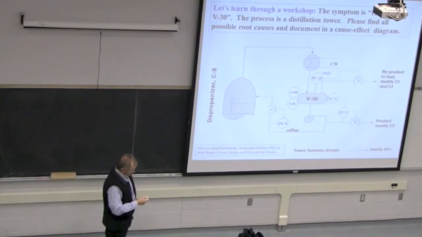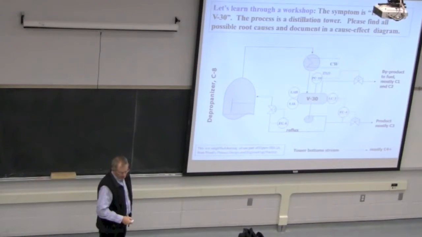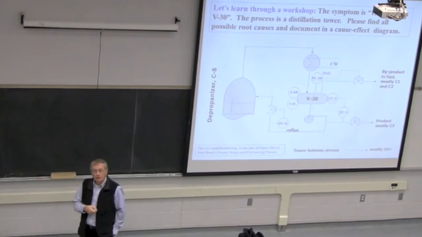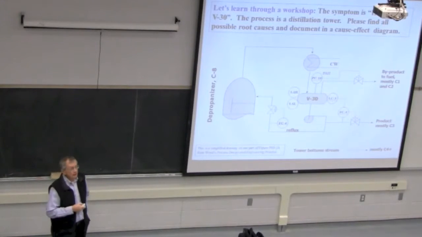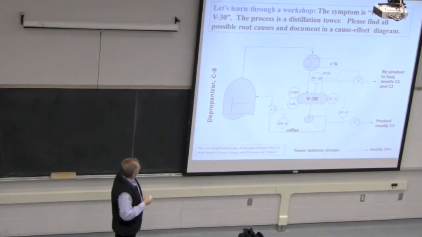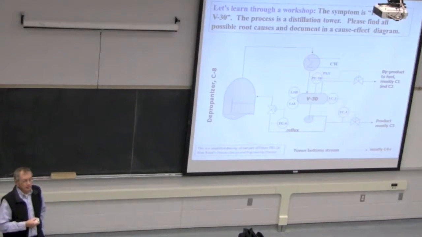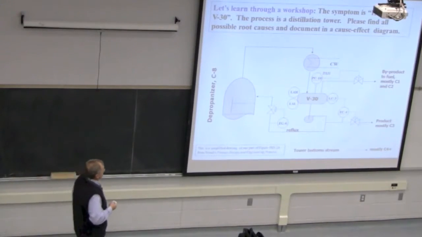So this is our little picture of the issue here. The symptom is a high level in V30. We have a high level in V30, that's our symptom. And we want to do some troubleshooting on that symptom. We're going to do that by developing a cause-effect diagram. How many root causes are there? Just mentally think about how many root causes you think there are. Okay, let's see what we get.